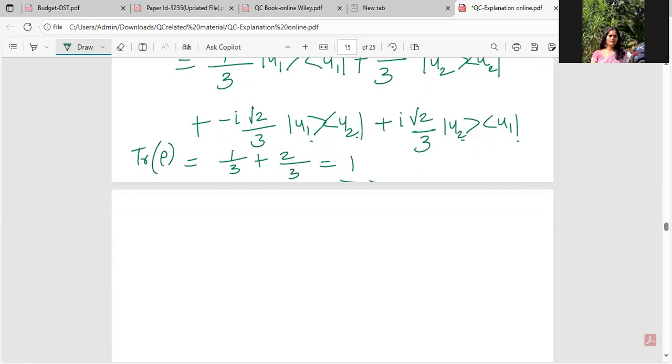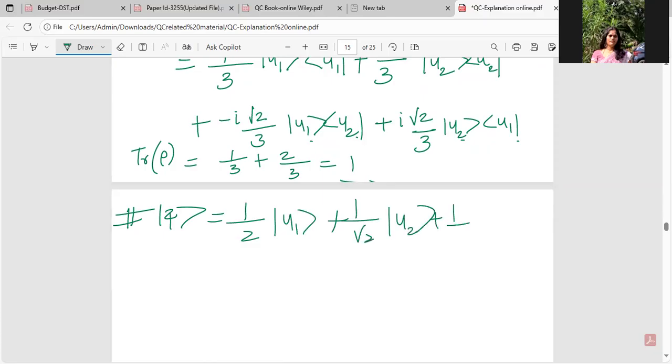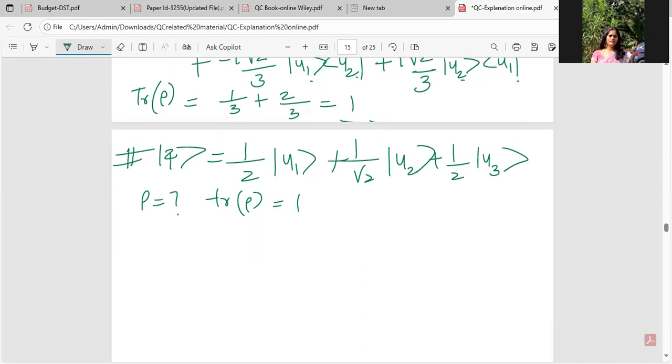Okay, yeah. Now if you are asked to find, for another example, ket xi equal to 1 by 2 ket u1 plus 1 by root 2 ket u2 plus 1 by 2 ket u3, how do you find rho and how do you find the trace of rho? Show that trace is equal to 1 can be the question as well. Just try to find it out. I'll leave this for you to check.